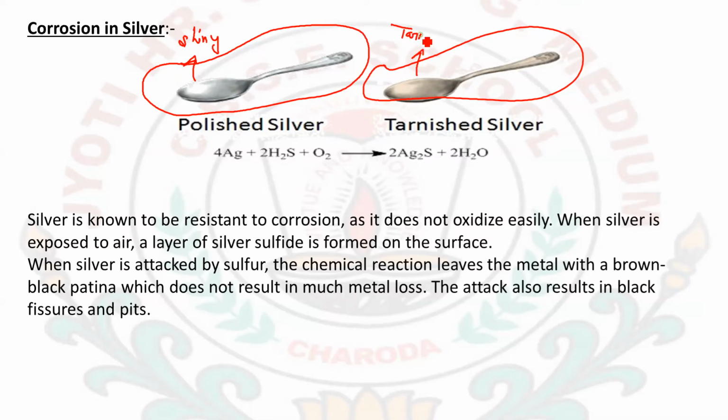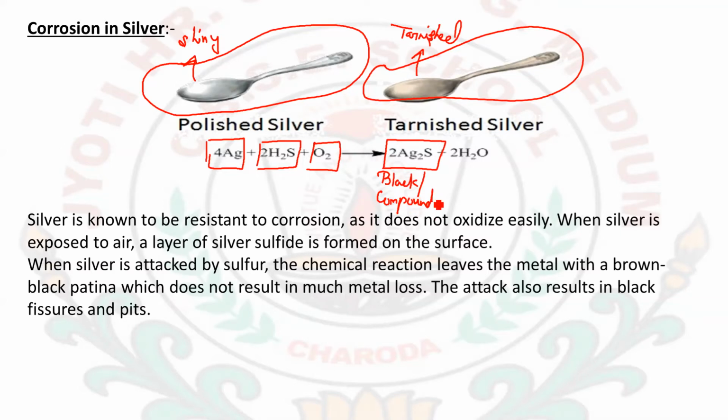Okay, this tarnishing or shine removal is due to the silver metal reacting with the hydrogen sulfide gas and the oxygen present in the air, and it forms silver sulfide, which is a black or dark blue colored compound. Okay, and this is the main reason for the tarnishing of silver items.